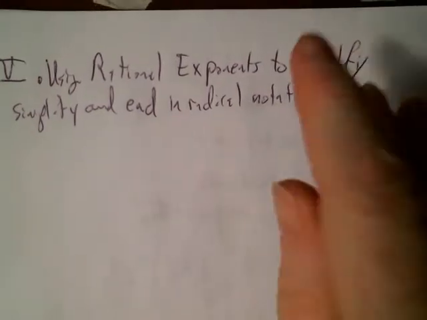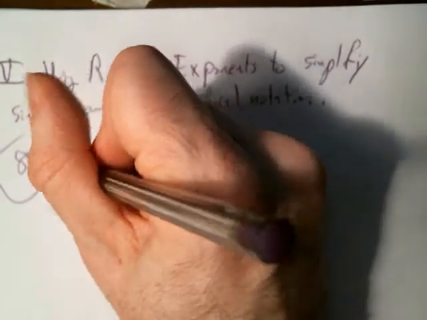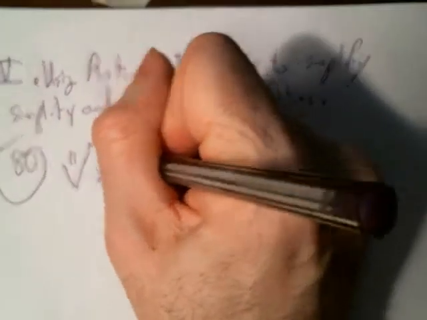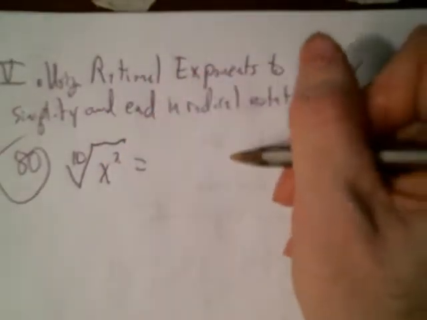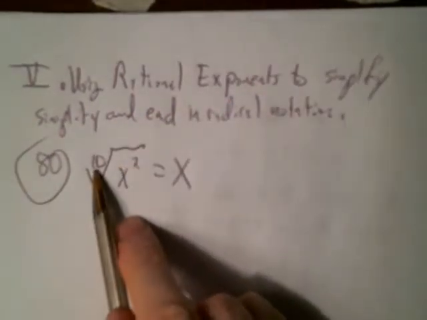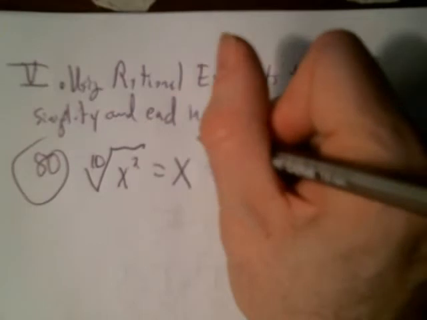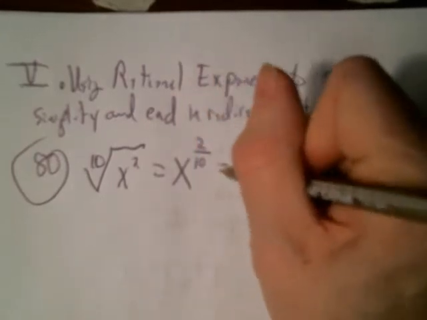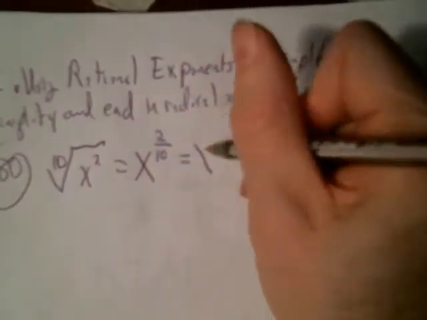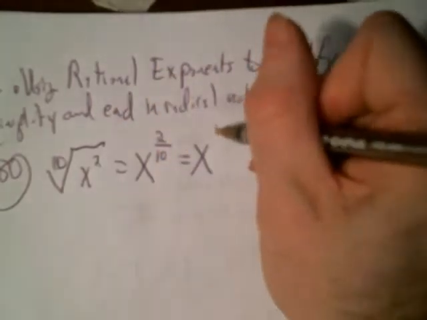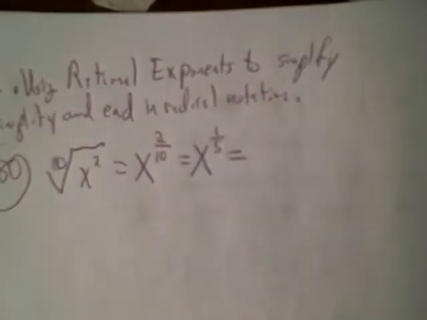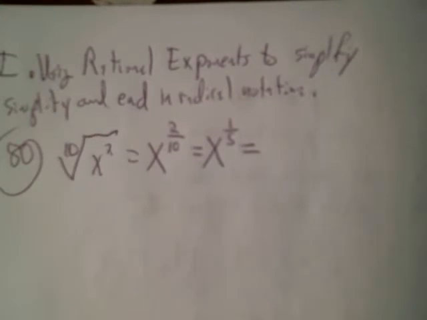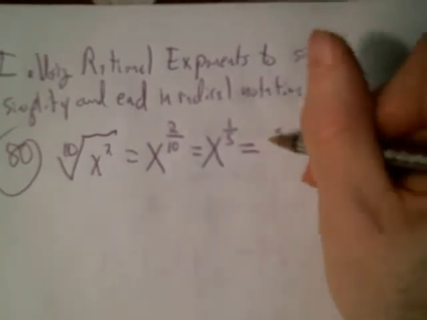Okay, so here we go. Number 80, I got the 10th root of x squared. So I'm going to convert it to a rational exponent. So the root part always goes in the denominator. This will go into the numerator, have x to the 2/10. Okay? And then I can simplify that exponent. 2 over 10 is the same as 1 over 5. And then they want you to convert it back into a radical. Okay, so this is the 5th root of x.